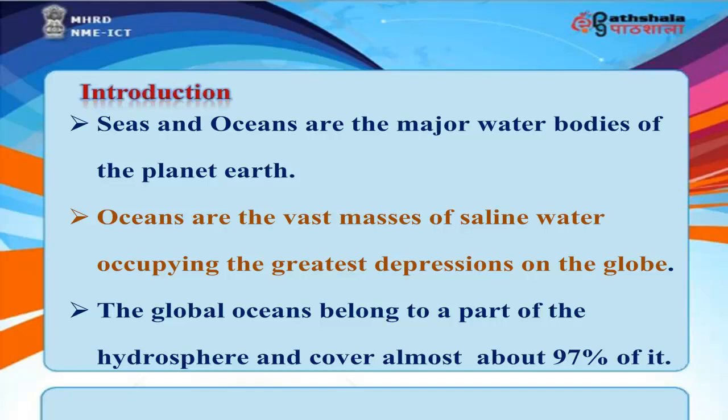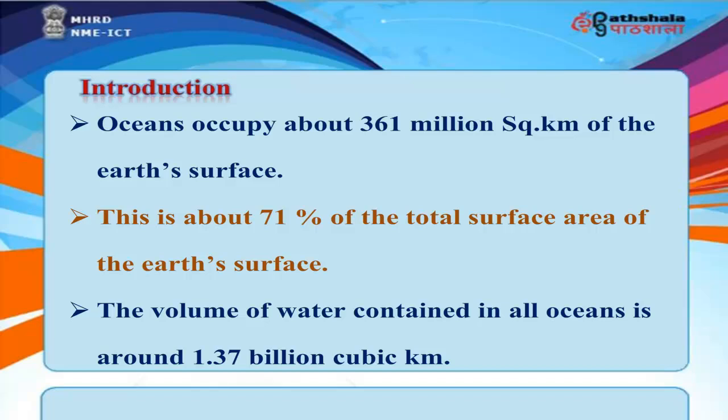Introduction. Seas and oceans are the major water bodies of the planet Earth. Oceans are the vast masses of saline water occupying the greatest depressions on the globe. The global oceans belong to a part of the hydrosphere and cover almost about 97% of it. Oceans occupy about 361 million square kilometers of the Earth's surface. This is about 71% of the total surface area of the Earth's surface. The volume of water contained in all oceans is around 1.37 billion cubic kilometers.